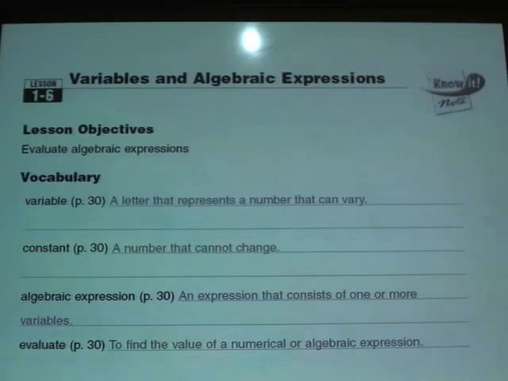An algebraic expression is an expression that consists of one or more variables. To you, that's going to look like a mathematical problem without an equal sign. Key difference from that is you're going to all of a sudden have a variable in there instead of all numbers. Again, an algebraic expression is an expression that consists of one or more variables.